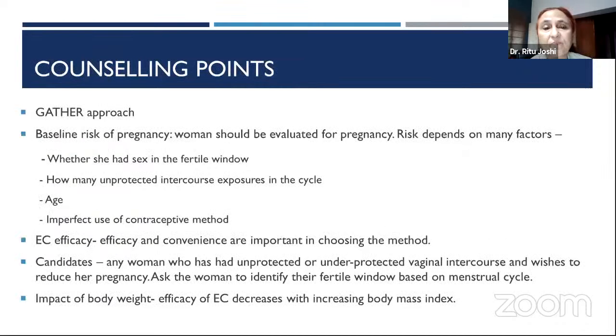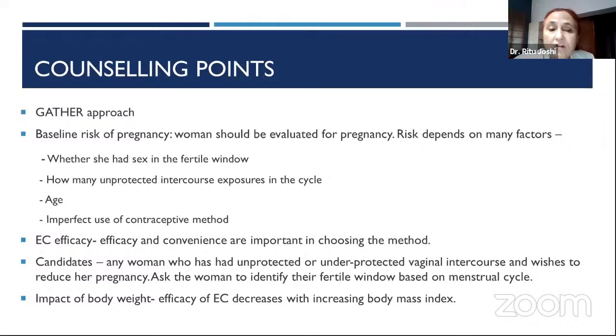With the use of contraceptive pills, we must also counsel them, and we must counsel them properly about the emergency contraceptive pills, because again, by the same approach, the baseline risk of pregnancy, the woman should be evaluated for pregnancy. The risk is dependent upon whether she had sex in the fertile window, how many unprotected intercourse exposures were there in that same cycle, and imperfect use of the contraceptive method.